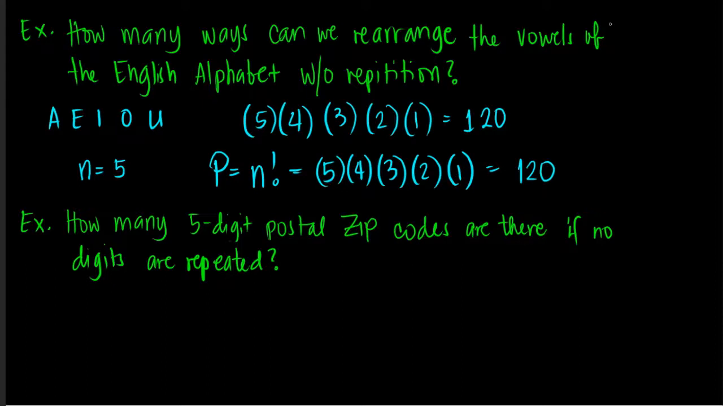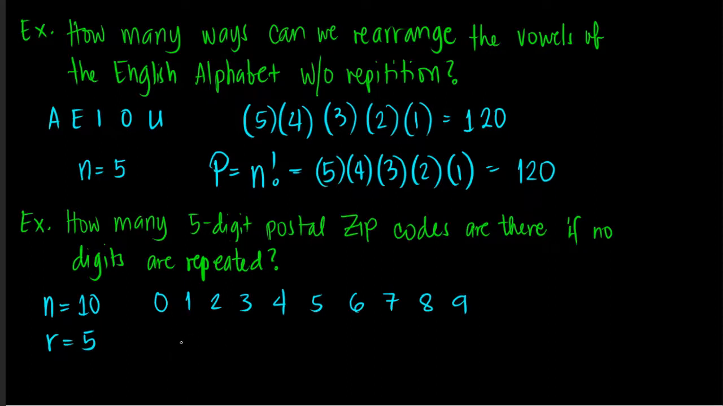Meanwhile, how many 5-digit postal zip codes are there if no digits are repeated? Just take note that there are 10 digits: 0, 1, 2, 3, 4, 5, 6, 7, 8, and 9. Now, we are going to take out 5 digits out of the 10. So, r equals 5.